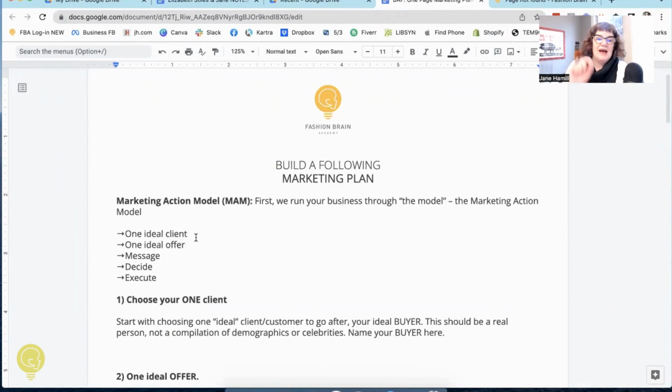But we have one ideal client, one ideal offer, which usually means product or product category, something we offer for sale, one main message. Next step is to decide what is your MAM and then execute. So you're choosing who's my ideal client, what's my ideal offer for them, what's the messaging I will use to attract them, something they care about. Make a decision and don't change your mind for 90 days minimum. And then what's my plan to implement this? All right, so let's dive in.